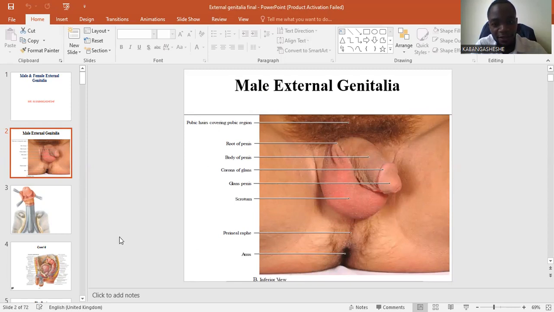Here we can see the male external genitalia. It is composed of the following structures. The first organ is the penis. You can see there, that is the penis. Then underneath is the scrotum. What is inside are the testes. You can't see the testes, but you can palpate for them. You can feel them in the skin there. The scrotum is a sac where the testes are found.